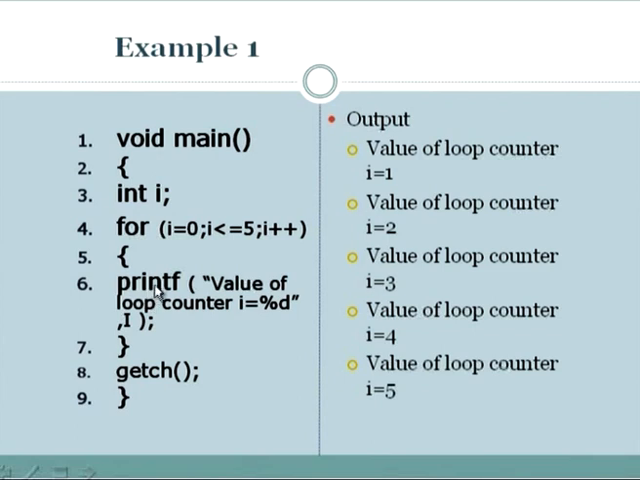Inside the loop body, there is a printf statement at line number 6 that will display the current value of the loop counter. So the message will be displayed: value of loop counter I is equal to %d, followed by a comma and I. When this statement is executed, it will display a message as shown on the slide, value of loop counter I equals 1.